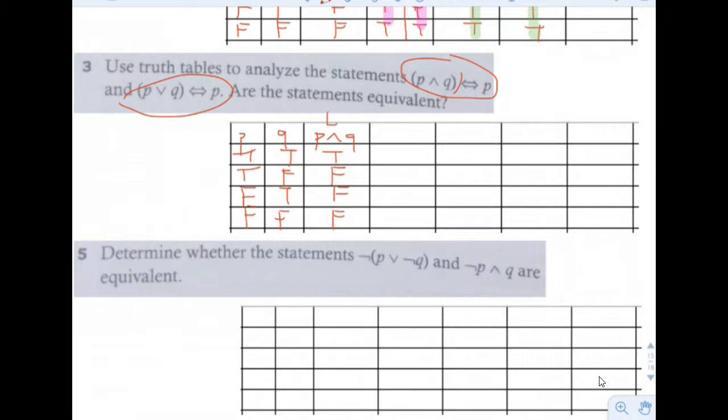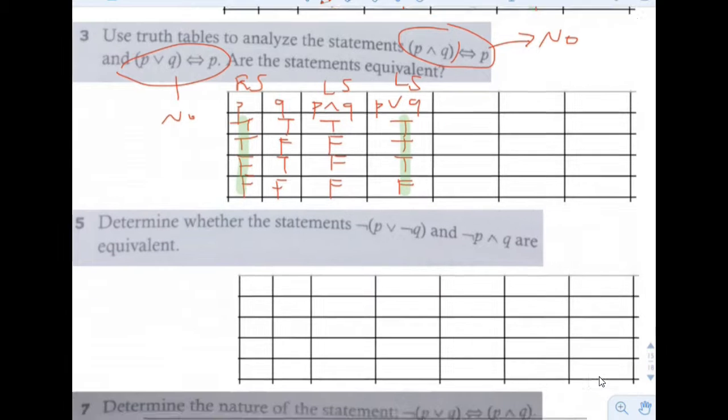Okay, so that's the left side. The right side is P. Let's compare the left side with the right side. Are they equivalent? No, they're not. Now let's find P or Q. P or Q is true whenever either one is true. So the first 3 are true, and the last one is false. This is the left side of the second one. Let's compare that to the right side, which is just P. Is that also equivalent? No, it's also not equivalent.